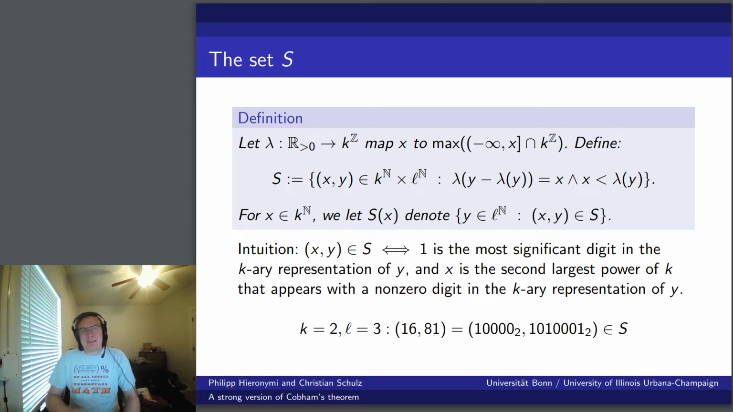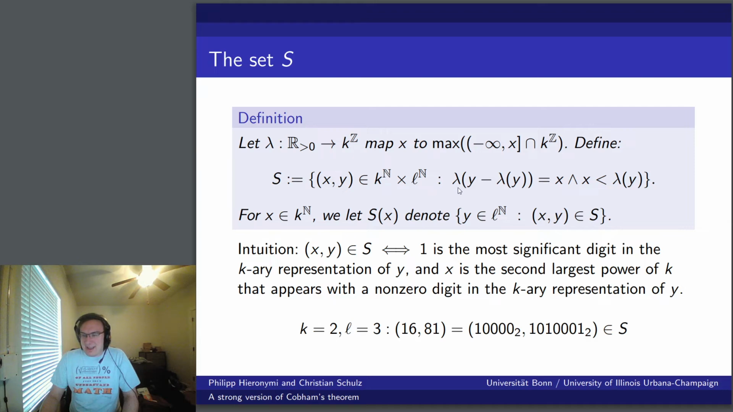So let's talk a bit about some concepts used in the proof. We define this set S, and S is a relation between powers of k and powers of L. More specifically, we have this function lambda, which effectively rounds x down to the next power of k. So it's effectively the floor function, but with range powers of k.